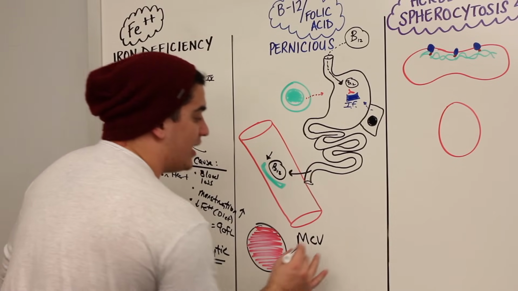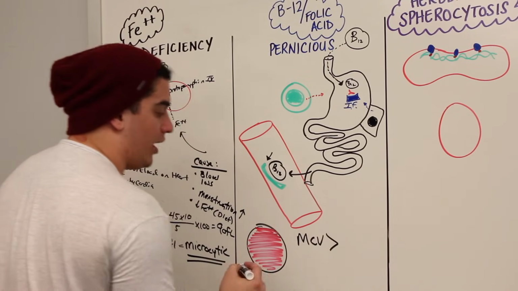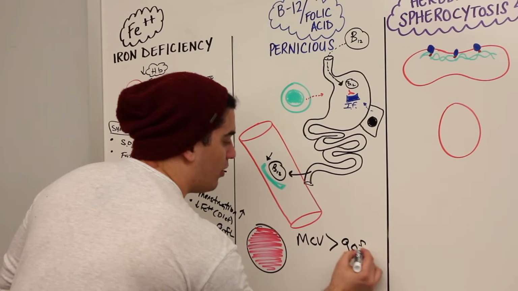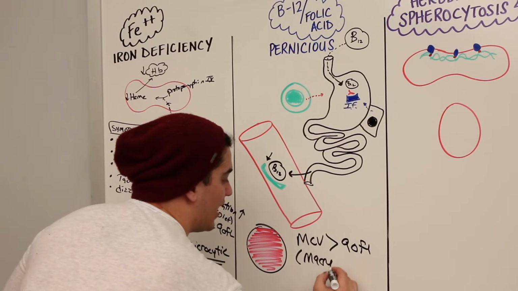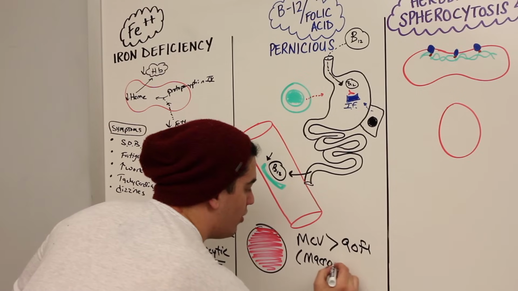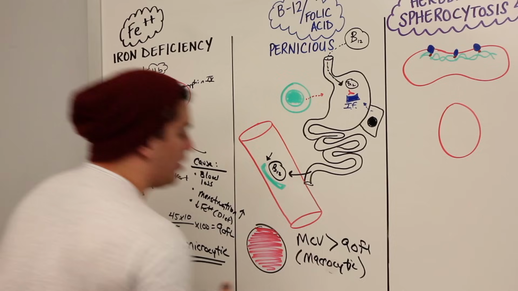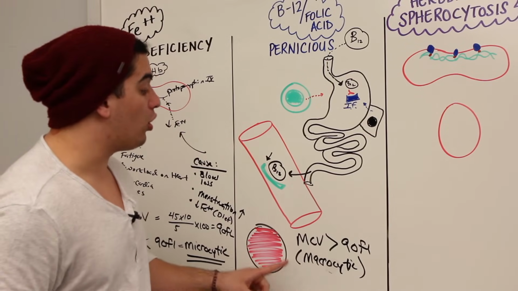Well, this person is actually going to have large red blood cells. So their MCV will be greater than 90 femtoliters. This term is called macrocytosis, or macrocytic. So they'll have very, very large red blood cells.